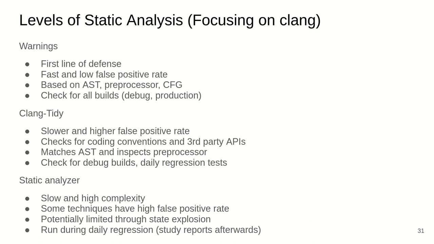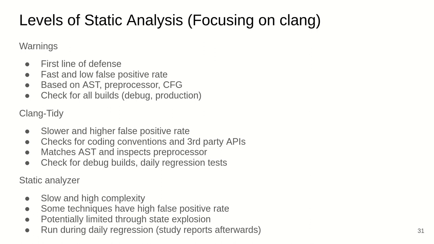Clang tidy is already a bit slower and has a slightly higher false positive rate. So it checks for coding conventions, different kinds of third-party API checks, matches ASTs, inspects preprocessor information and whatnot. You check for debug build and, for example, during daily regression.